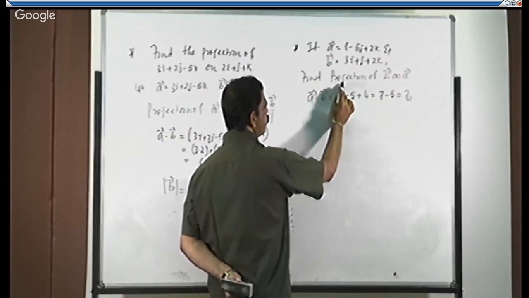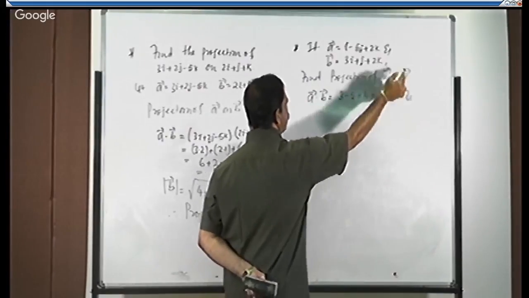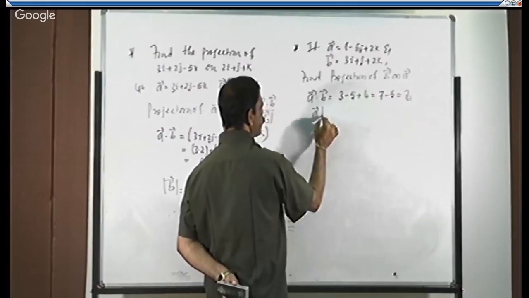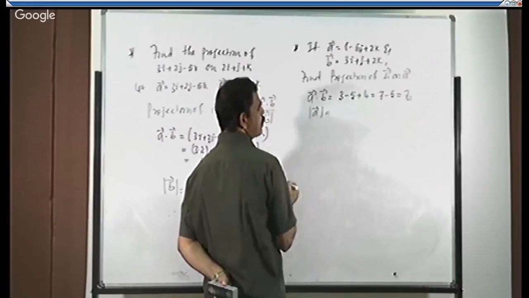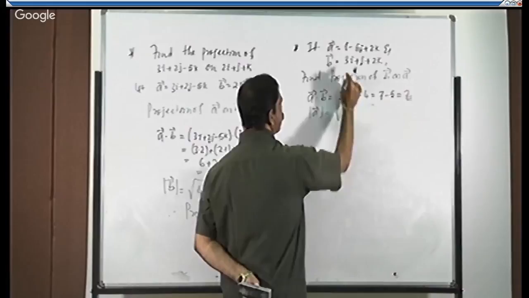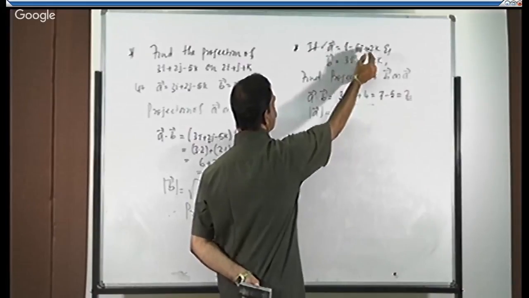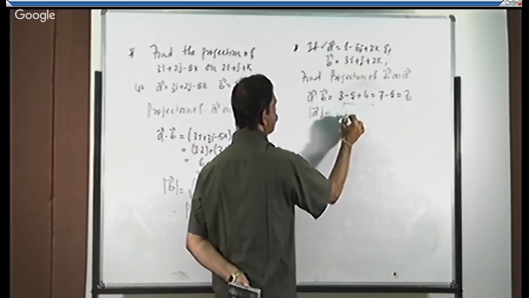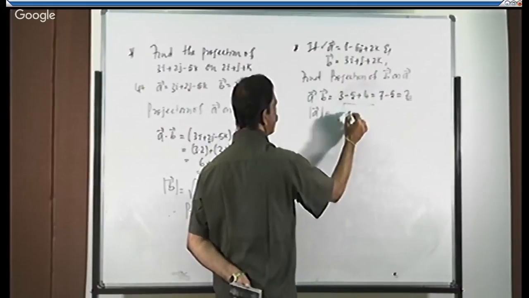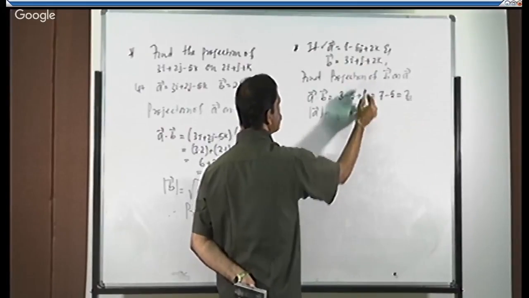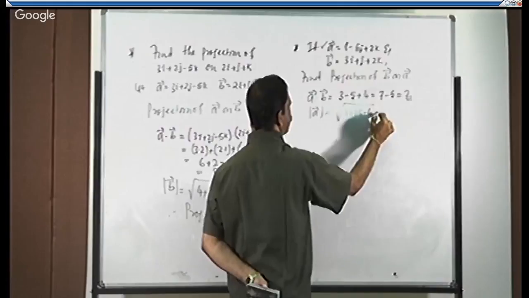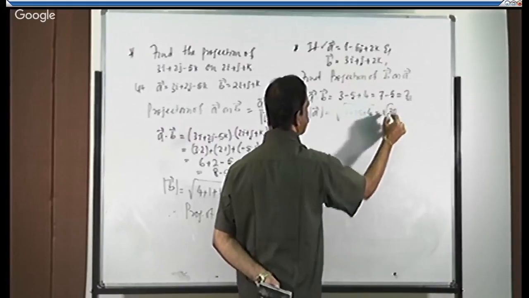We need to find the projection of B on A. So then we need the magnitude of A, right? Magnitude of A is root of A, i minus 5j plus 2k. So 1 square is 1, minus 5 square is 25, plus 2 square, it is 4. Root 30.